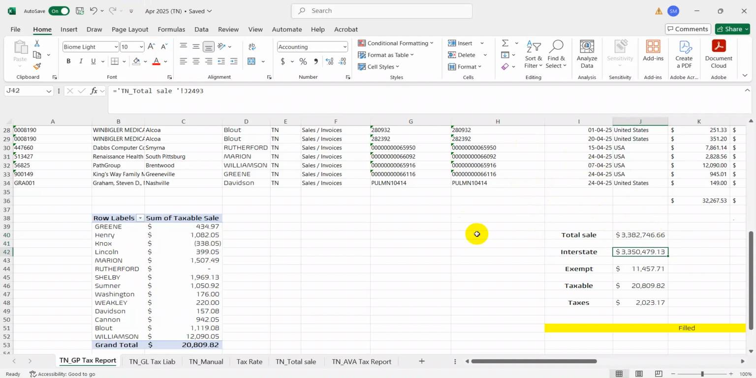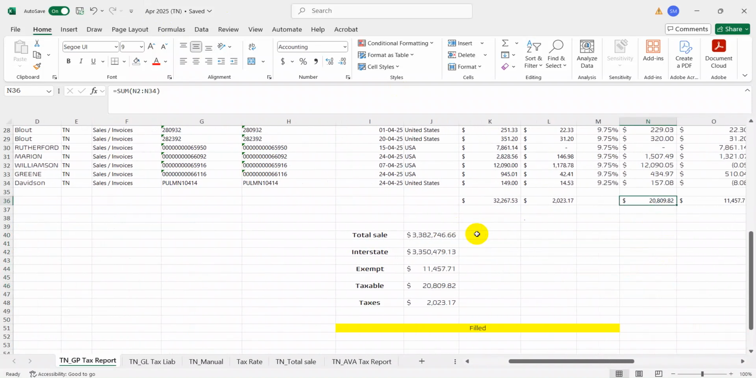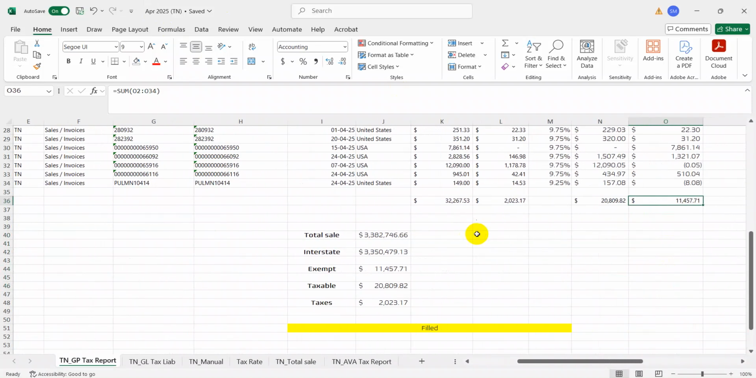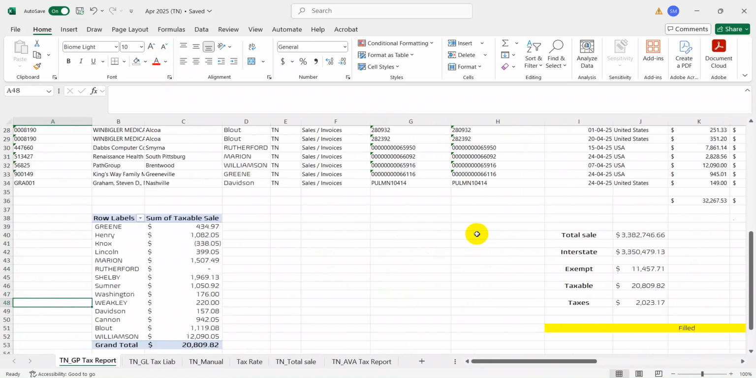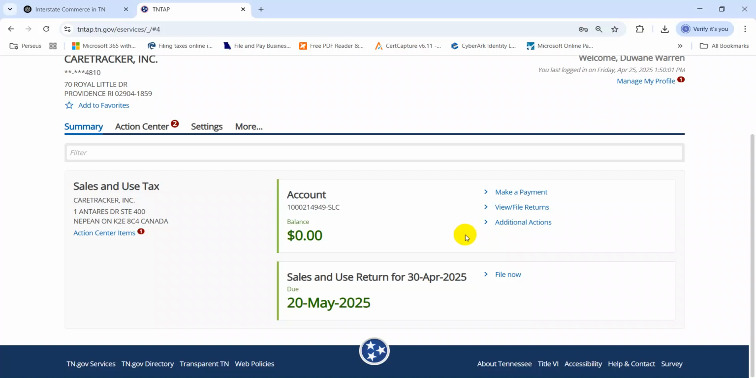Then I have this interstate. What is interstate, I will let you know when we work on the portal side. Then I have some exempt sales and I have some taxable sales, which are here. You can see these are my taxable sales, these are my exempt sales, and then I have these taxes on my report. So I'm going to the portal now and see how we can file this return. This is my portal. Again, the due date is 20th May, so I will file now.